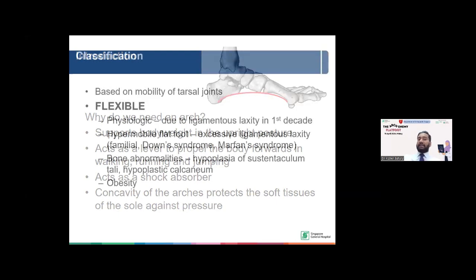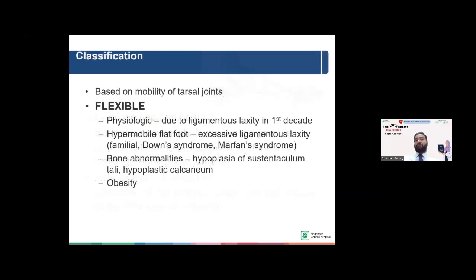So when we're classifying pes planus, we divide broadly into two groups. Is it flexible or is it rigid? The flexible one is the most common, of which physiologic is the most common, and this is due to ligamentous laxity. That means that in children, they are typically a lot more loose and lax compared to adults, and this is very common in the first decade.